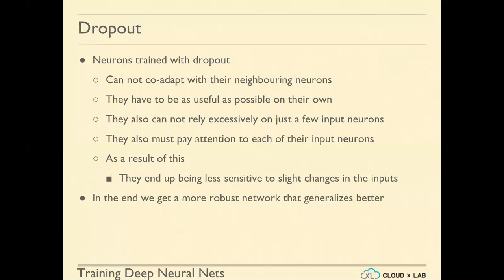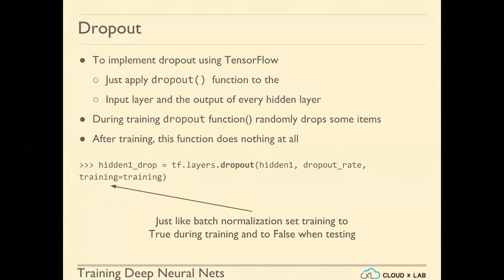So neurons will not become dependent or correlated. They will also pay attention to other inputs from each other. As a result, they end up becoming less and less sensitive to slight changes in the inputs. Okay. In the end, we get a more robust network that generalizes better.